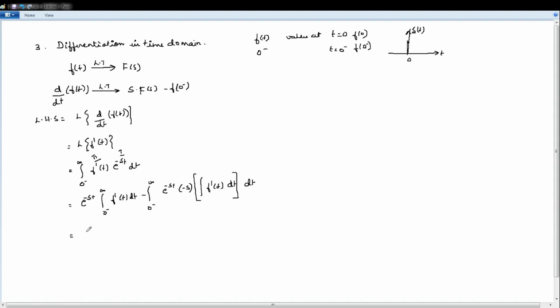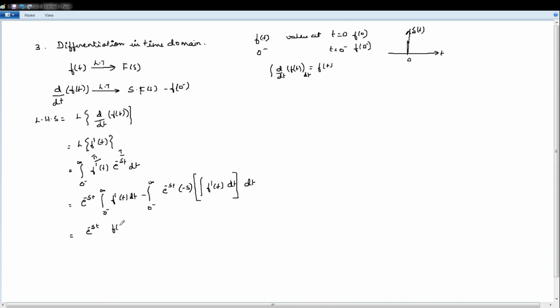So here I would be having e power minus st. I have taken it out. As per the UV rule, what is the integration of f dash of t with respect to t? See, integration and differentiation are inverse operations, so they get cancelled out. Cancelled as in, the integration of the differentiation of f of t with respect to t is f of t. So integration and differentiation, f dash is differentiation, so they get cancelled.